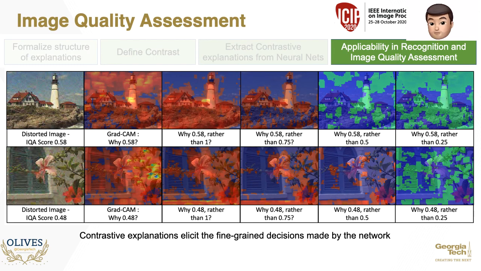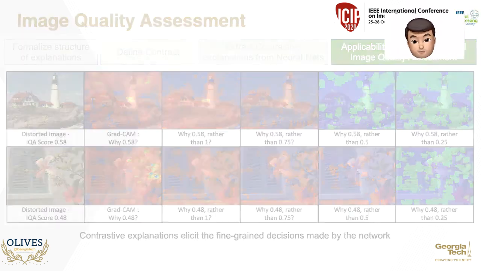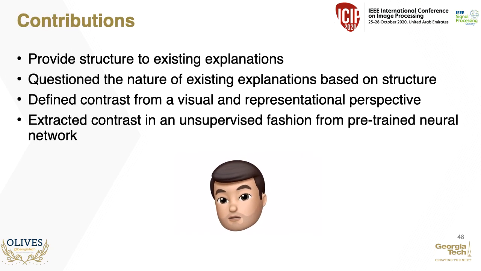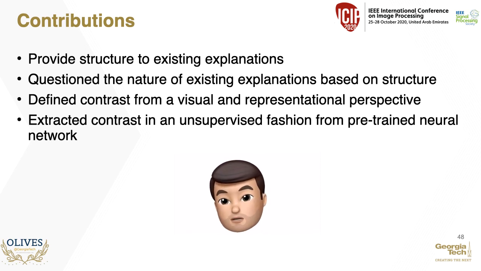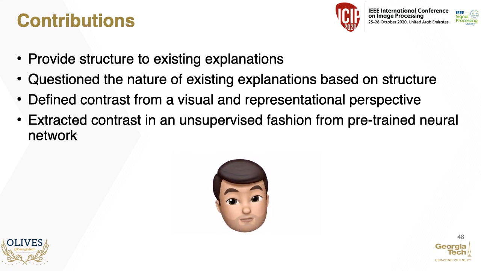This brings us to the summary and end of this video. We conclude by reiterating our contributions. We provide structure to existing Grad-CAM-like explanations. We question the nature of these explanations and show that contrastive explanations exist and are intuitive. That these contrastive explanations can be extracted from pre-trained existing networks in an unsupervised way. Unsupervised because we did not use any image of flamingo or IQA quality image of 1 to obtain contrastive explanations.